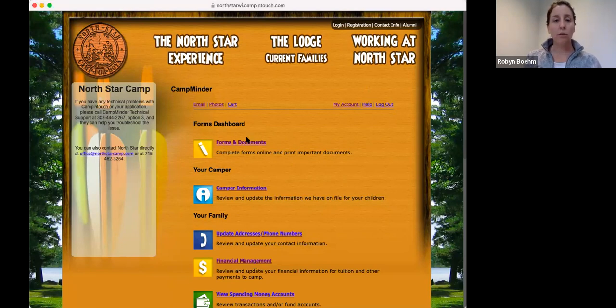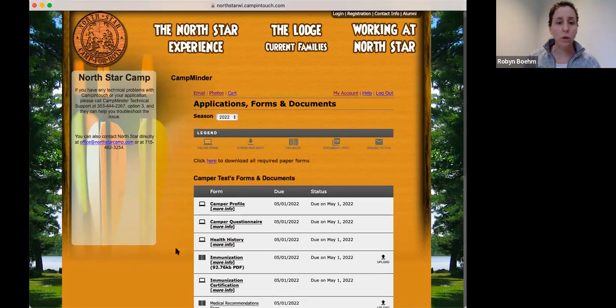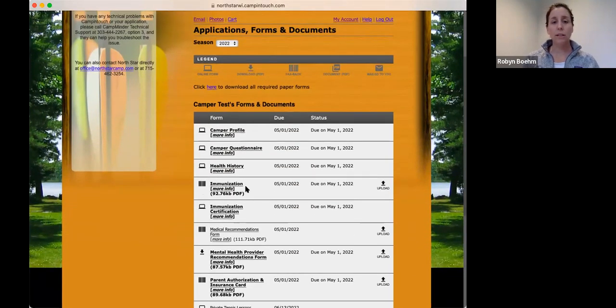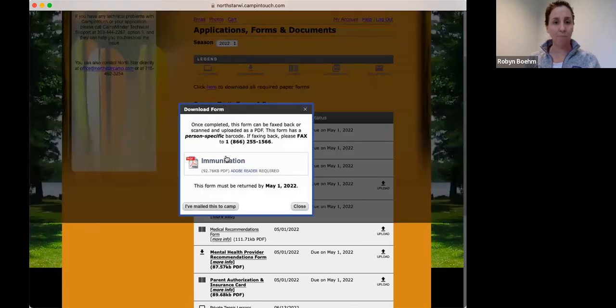I'm also going to walk you through two other forms, not with as much detail, but we do have 2 immunization forms. The immunization form, as you can see, has a fax back code. So let me see if I can open this and you can see it right away. I may need to switch screens. Let me switch over.